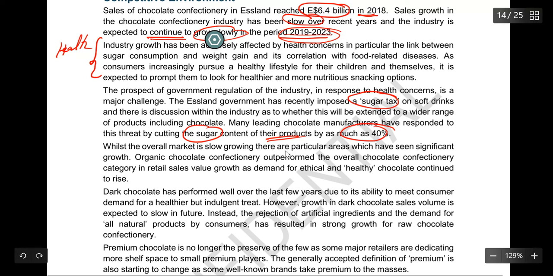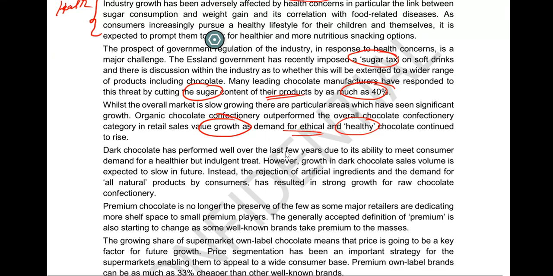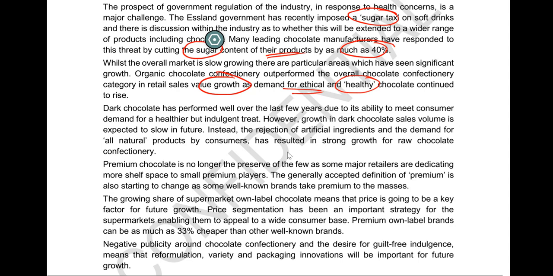Organic chocolate confectionery outperformed the overall chocolate confectionery category in recent sales value growth as demand for ethical and healthy chocolate continued to rise. Dark chocolate has performed well over the last few years due to its ability to meet customer demand for healthier ingredients. However, the growth in dark chocolate sales is expected to slow in the future. Instead, there is rejection of artificial ingredients. So again, students, artificial ingredients is mentioned.